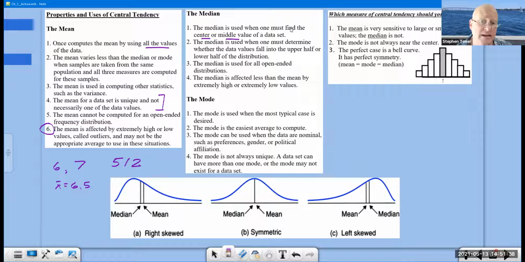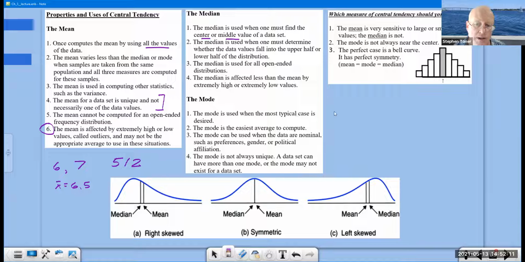And the median is used for all open-ended distributions. If we have a large category that has that 1500 and above, well, that's where we start chopping off from both ends. And so it is an appropriate measure to use in this type of problem. And it is affected less than the mean by these extremely high and low values because these extremely high and low values are the ones that get cut off right off the bat at the beginning of your process.